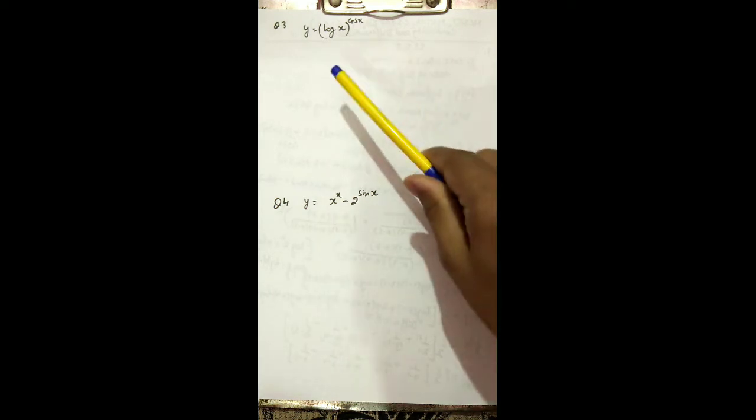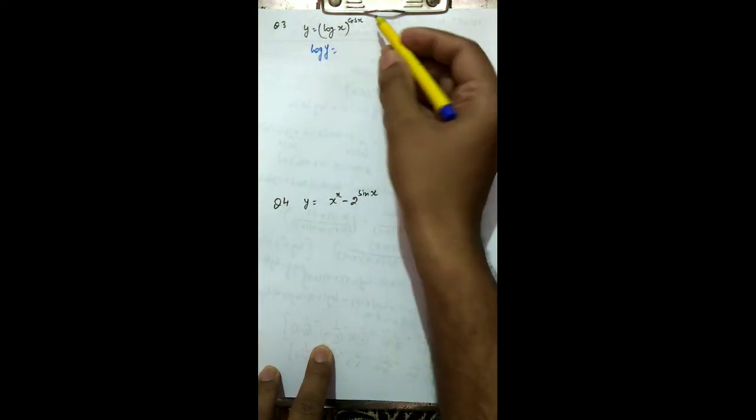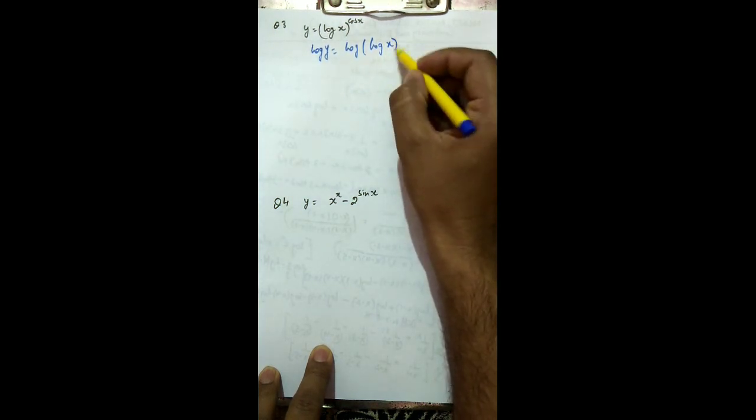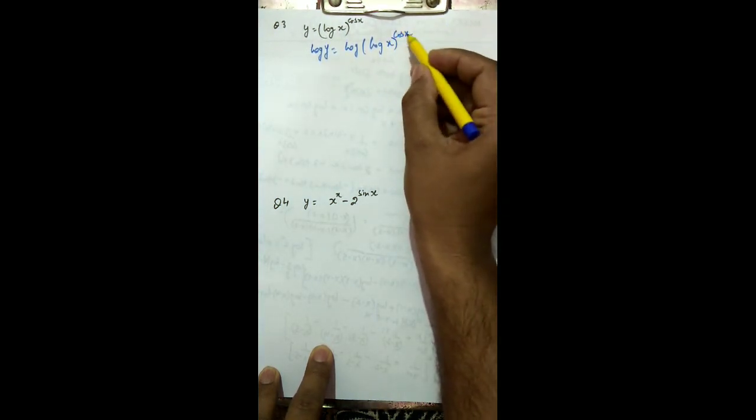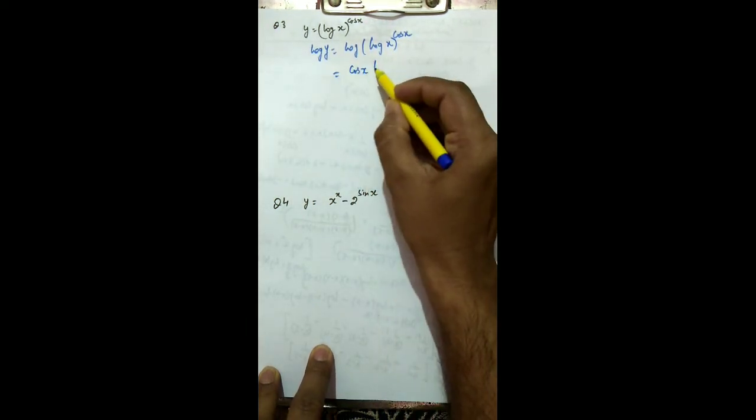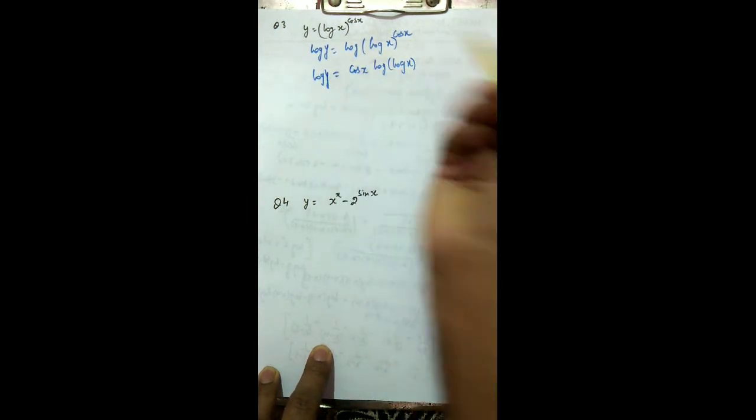Whenever you get functions as exponent rather than a power, you have to apply logarithmic formulas. So here I take log on both sides, so that will be log y, and this is log x to the power cos x. The exponent will come in front, so this becomes cos x log log x, and this is log y.